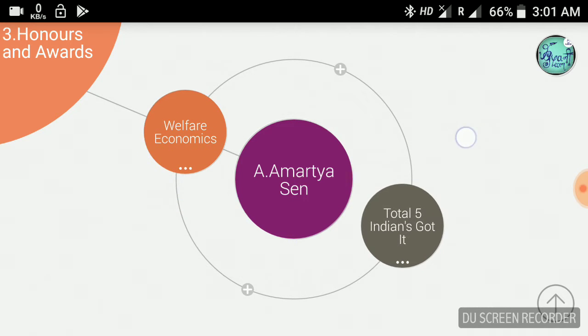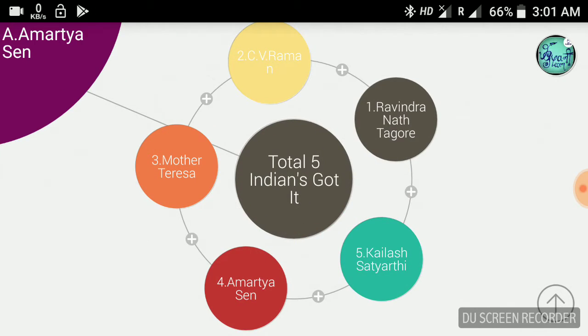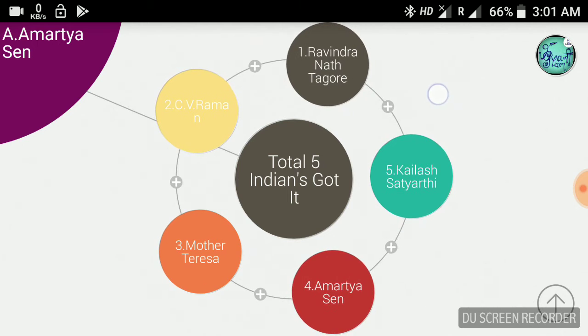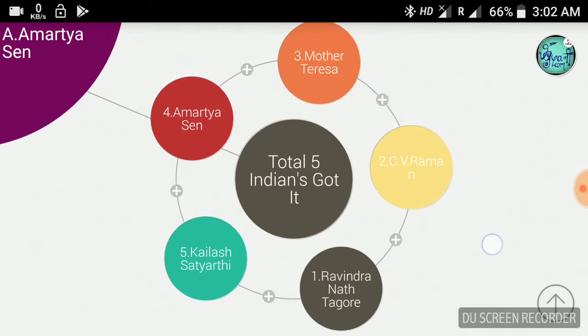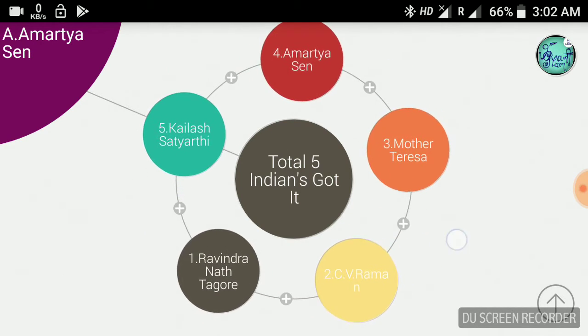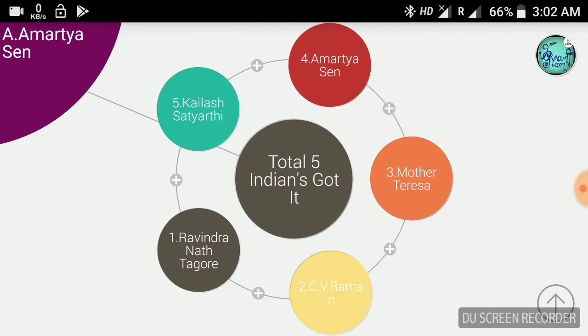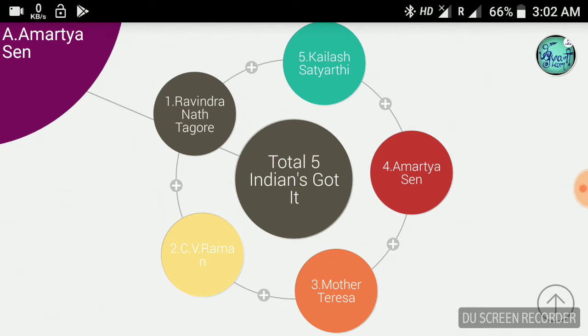And just to give you an idea, India has five Nobel Prize winners, and the names are Rabindranath Tagore, who got it in the literature section. The second one is C.V. Raman, who got it for the Raman effect. The third one is Mother Teresa, who got it for her care for the war-affected. And the fourth one is Amartya Sen.